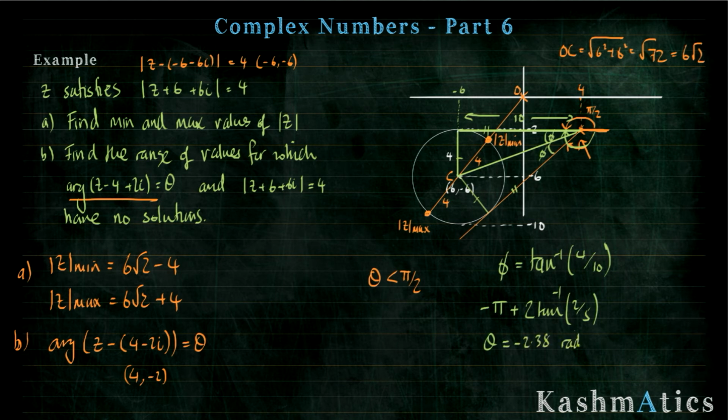So my final answer, for these not to have a common solution, theta needs to be less than pi over 2 and theta needs to be greater than minus 2.38 radians. And I can write those as a single inequality, so theta will be less than pi over 2 but greater than minus 2.38 radians.